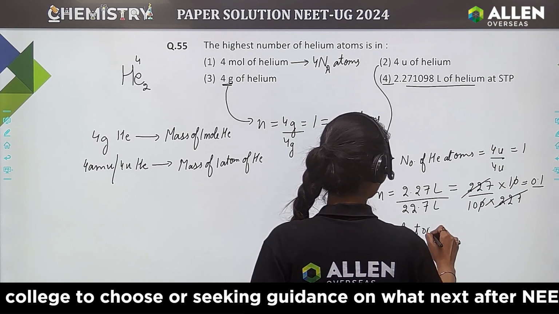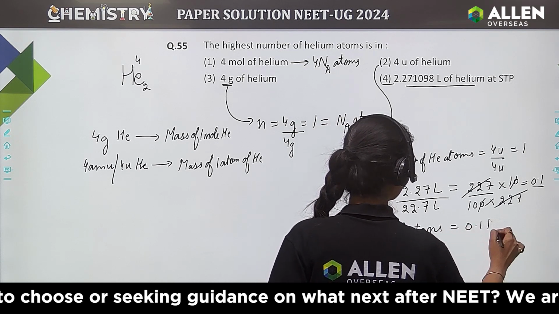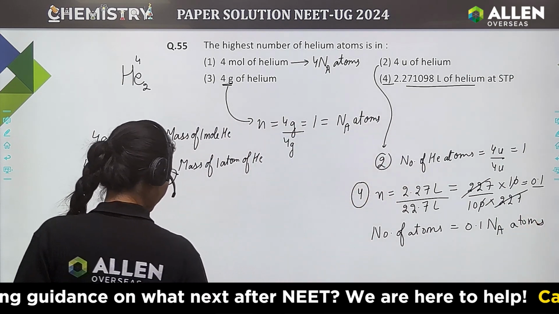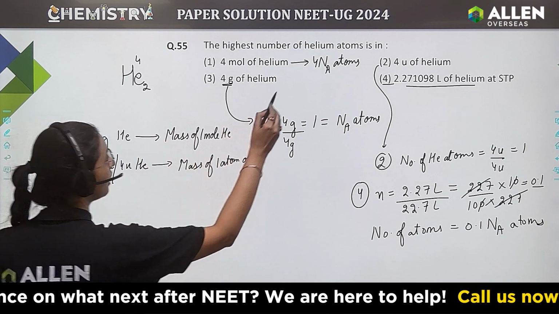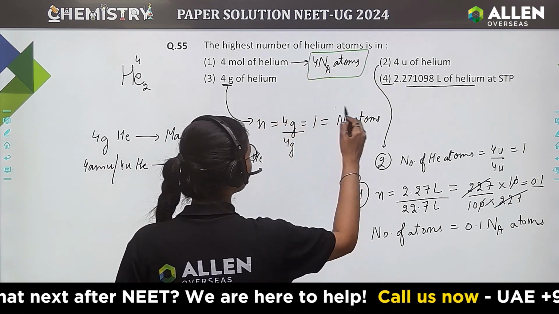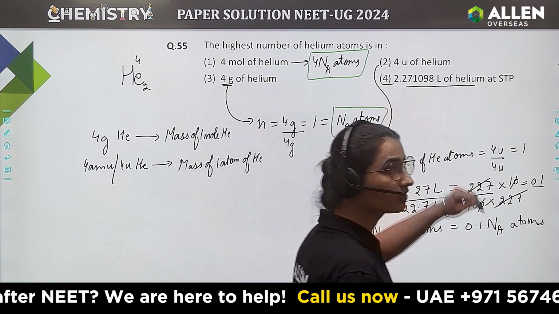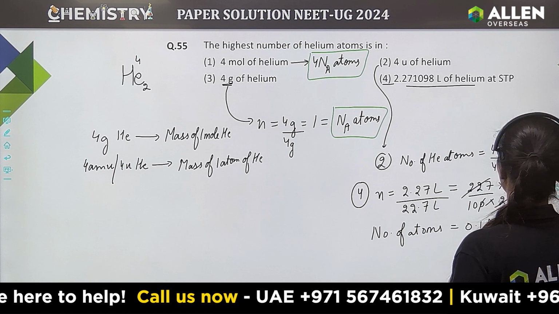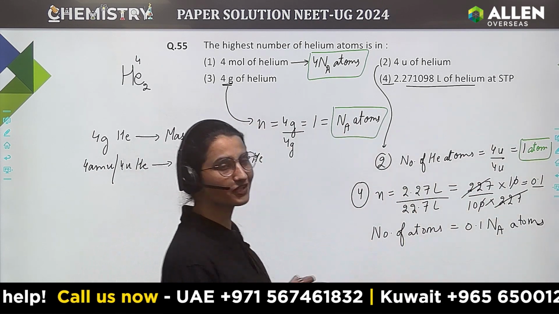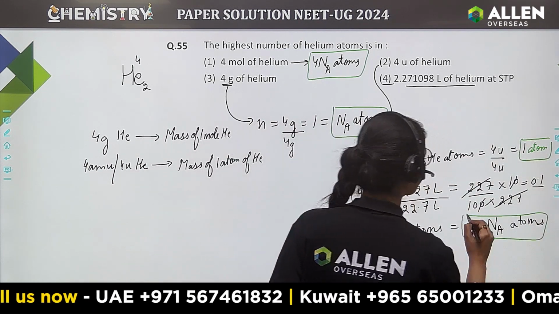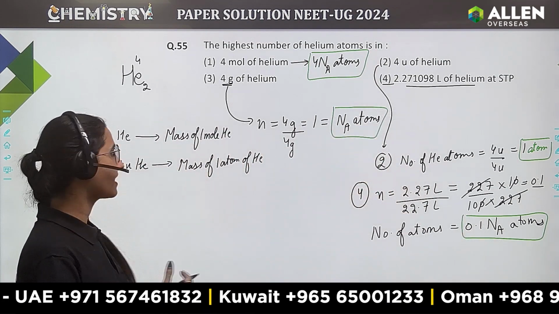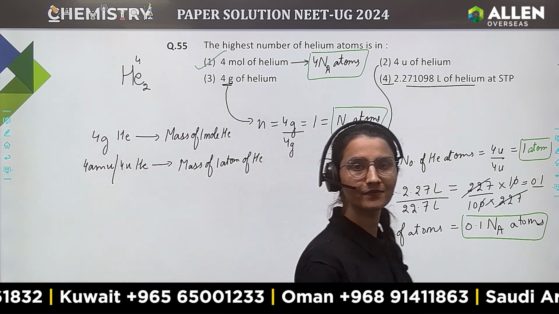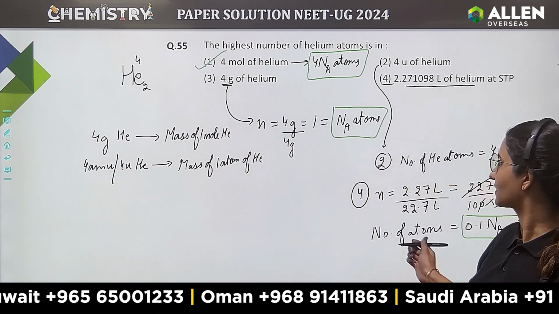If it is 0.1 mole, how many atoms will it have? It will have, students, 0.1 NA atoms. So if we have to compare, this has, students, how many atoms? 4 NA. This has NA. What about the third? Only 1 atom. Yes. What about the last option? The last option has, students, 0.1 NA atoms. So which has maximum atoms? Obviously option 1. Correct? Okay, let's move ahead then.